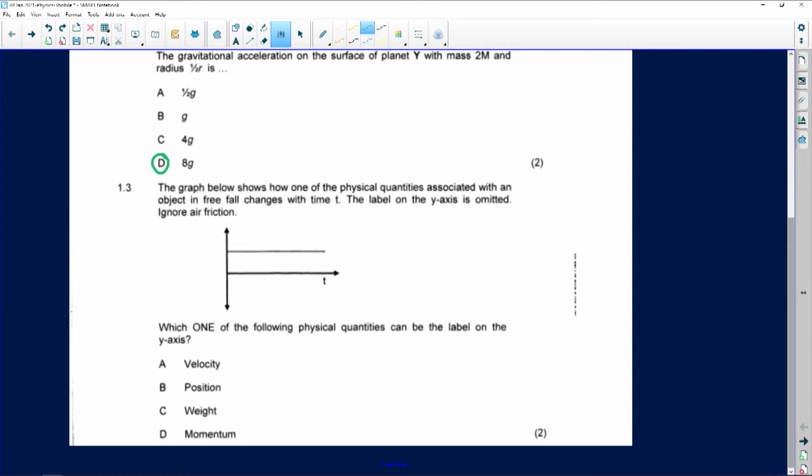Question 1.3 says, the graph below shows how one of the physical quantities associated with an object in free fall changes with time t. The label on the x-axis is omitted and we must ignore air friction. This is the graph that's provided. Now the question says, which one of the following physical quantities can be labeled on the x-axis? Is it the velocity, position, weight, or momentum? The answer to this question is number C.